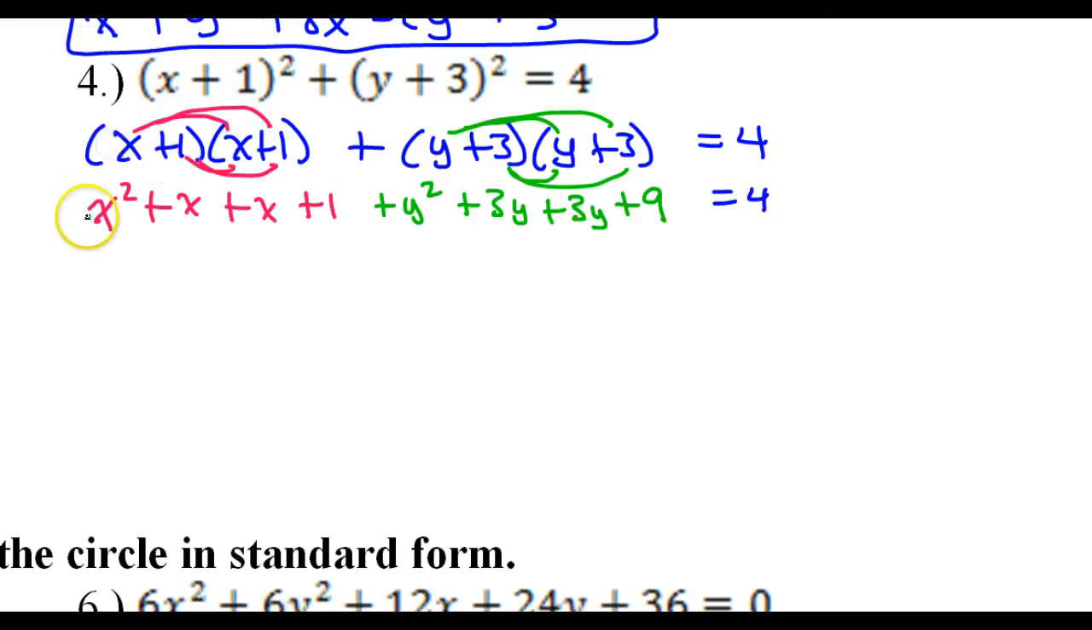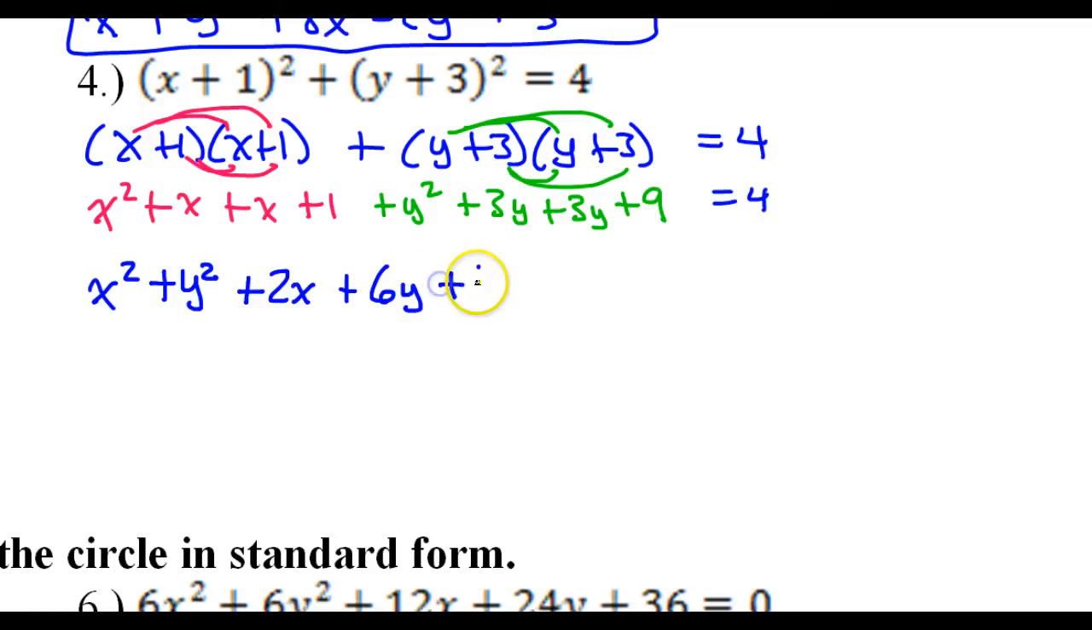So as I reorganize, I'm going to put my x squared and my y squared first, like you do. So that's going to be x squared plus y squared. And then collecting these, that's plus 2x. And collecting these, that's plus 6y. Now I've got the 1 and the 9, so that's plus 10 is equal to 4.